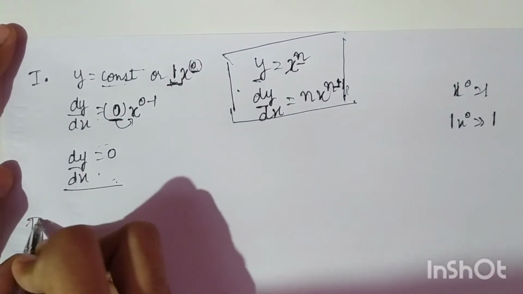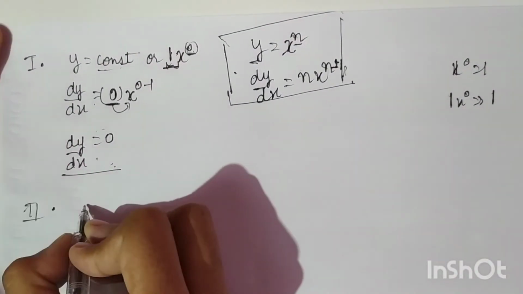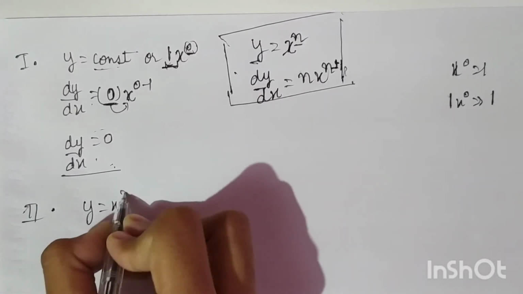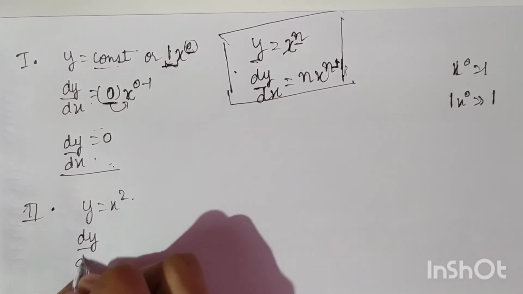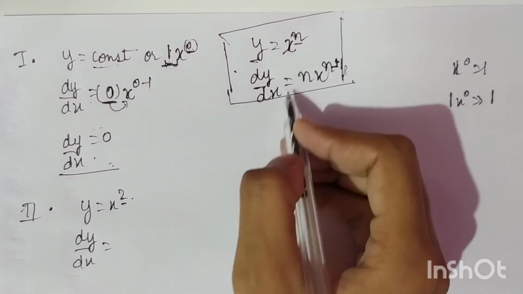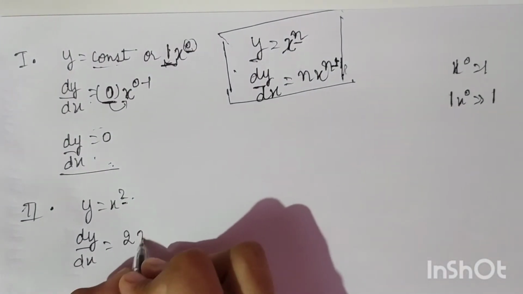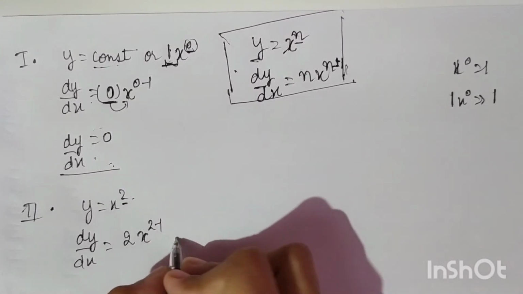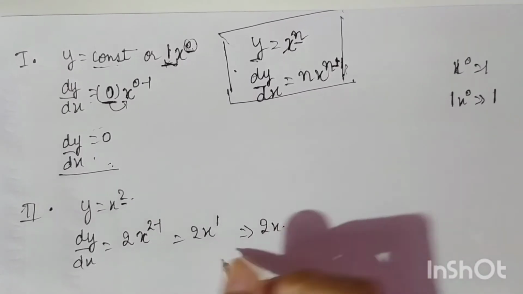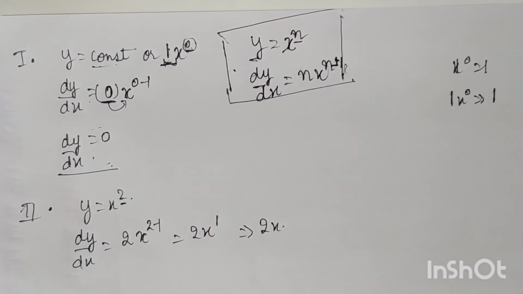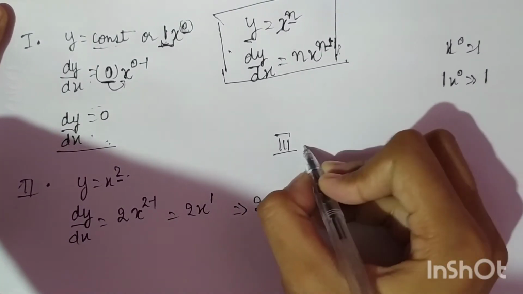Okay, now let us move towards the second example. Let us suppose we are given y equals x to the power 2. Now if we want to differentiate this, what will we get? We want to differentiate dy by dx. By this formula, we will put this value of n, 2, at the front, and now we will put x to the power n minus 1, that is 2 minus 1. What we get? 2x to the power 1, which is 2x. If we differentiate x squared with respect to x, we get 2x. Okay, up till now everything should be clear.